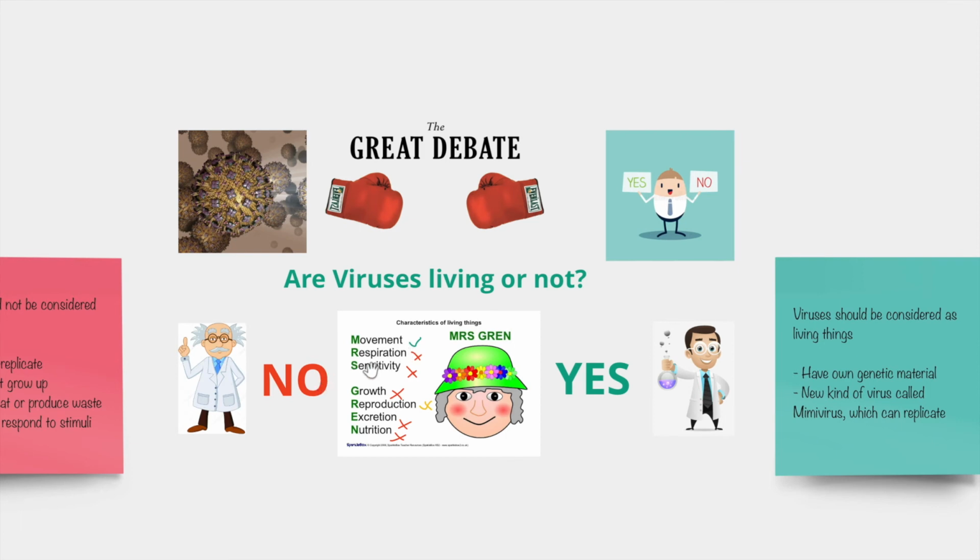Viruses cannot have respiration, which doesn't technically mean breathing, although it includes breathing. Viruses do not respond to stimuli. And here is the most important one, reproduction. Scientists keep arguing if viruses can reproduce. Excretion. Viruses do not go to the toilet, and viruses do not take in nutrients. So that makes 5 of the 7 characteristics of life not applicable to viruses.